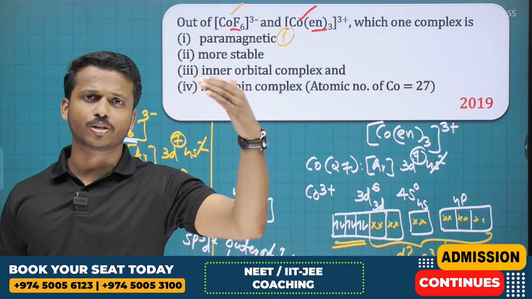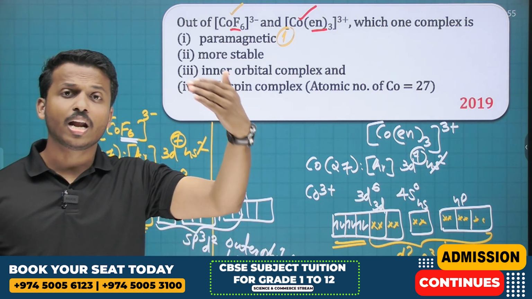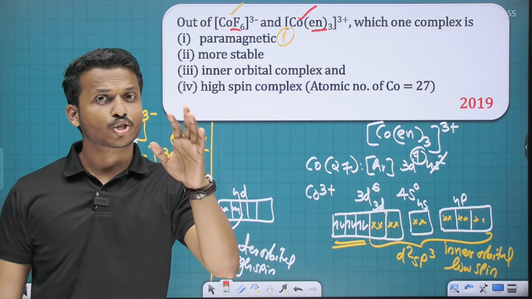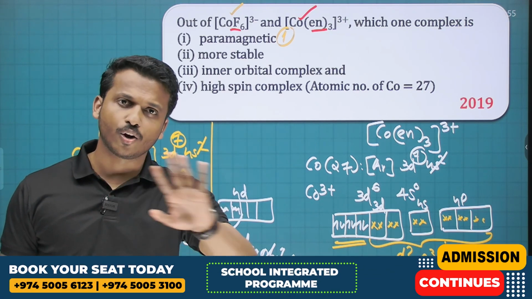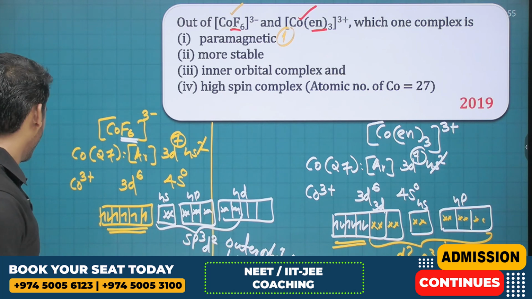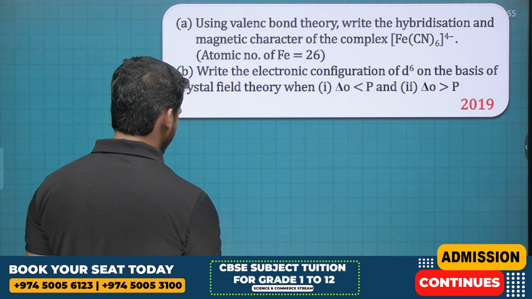Just apply the same rule. Step 1, step 2, step 3. Step 1 ground state, step 2 excited state means oxidation state. Step 3 identify the ligand. Strong ligand, pair it. Weak ligand, no pairing. Then identify how many vacant orbitals, mix hybridization. Clear all?